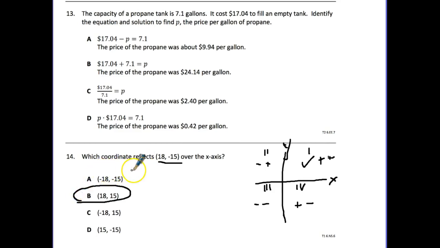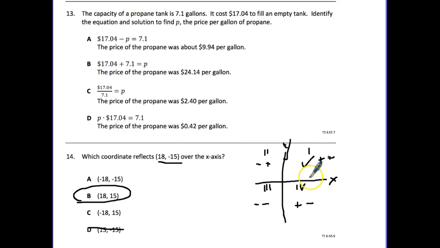Okay? 18, -18, -15, that would put that in this. And that's being reflected over the y-axis if you did that. Okay? And -18, 15, so that would be then in this side here, and you would have gone diagonally across, and that is not a reflection. And 15, -15, that is the same point that you have for y, so that absolutely is not correct. You changed the value of x.